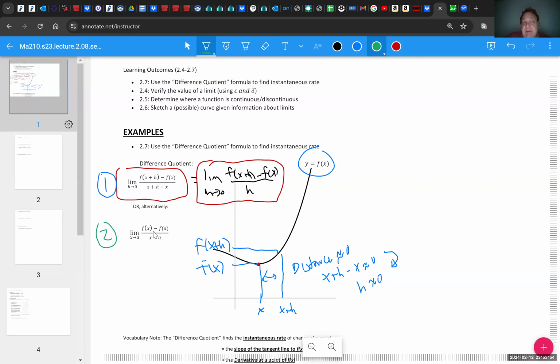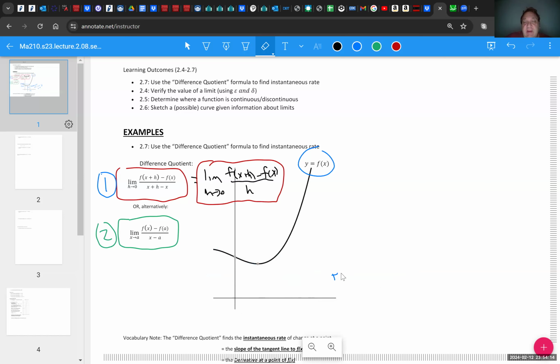So let me just quickly show you the second difference quotient formula, this one right here. What they do is they relabel the axes, basically. Instead of x and x plus h, they give them different letters. So let me erase this stuff, and I will show you the alternate version of the difference quotient.